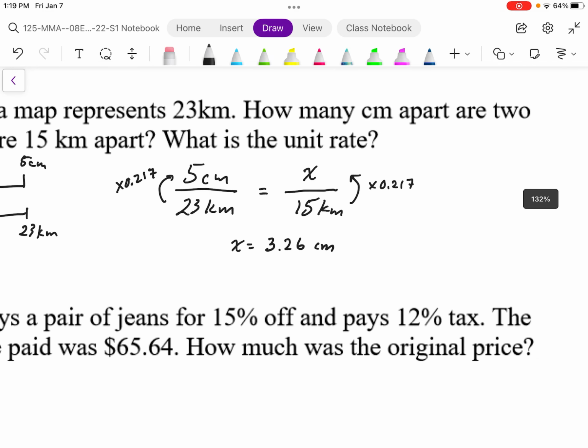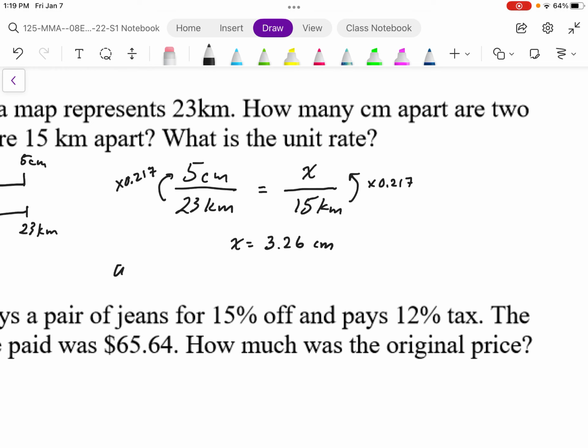Okay, so my unit rate is 0.217, and that's centimeters per kilometer. And we can have a reciprocal unit rate, and if I were to use a reciprocal unit rate, that's going to be 4.6 kilometers per centimeter. And that's actually a much nicer unit rate. So I'm going to write this as 4.6 kilometers per centimeter.